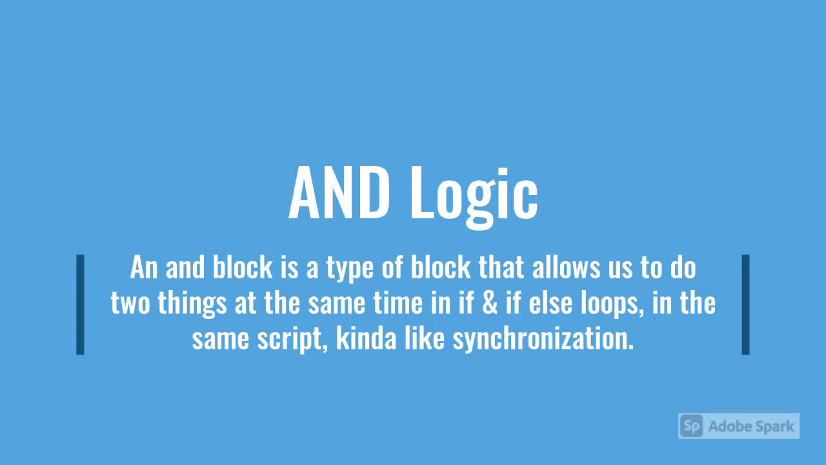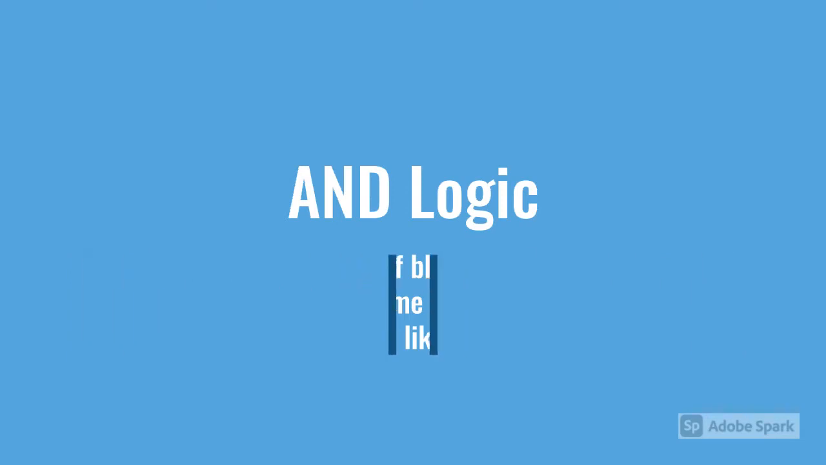So here we are. What is AND logic? An AND is a type of block that allows us to do 2 things at the same time in if and if-else loops in the same script, kind of like synchronization.